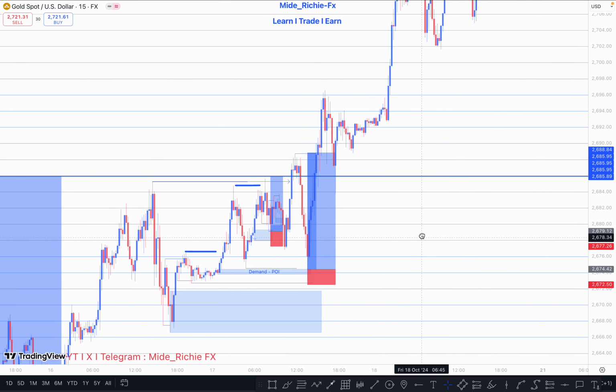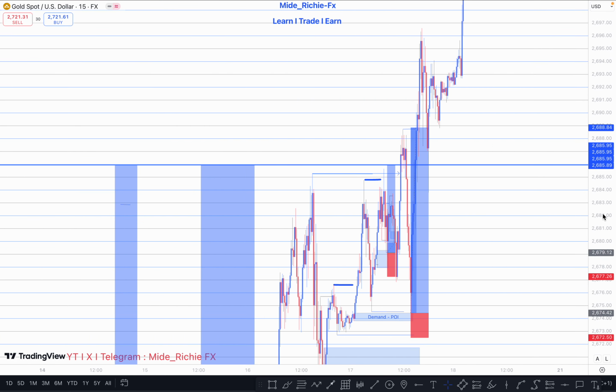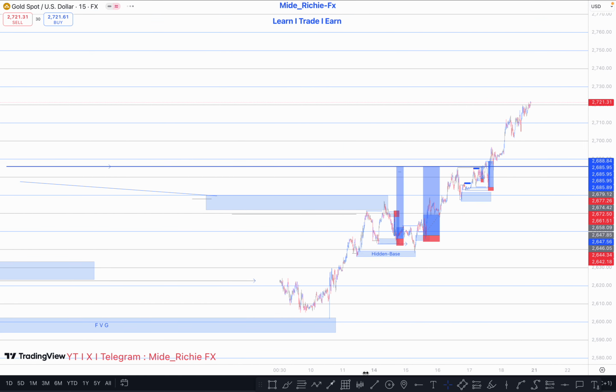So after we break structure again, mind you, the market was still following this internal structure right here. You can see this structure. The market is still following this structure.